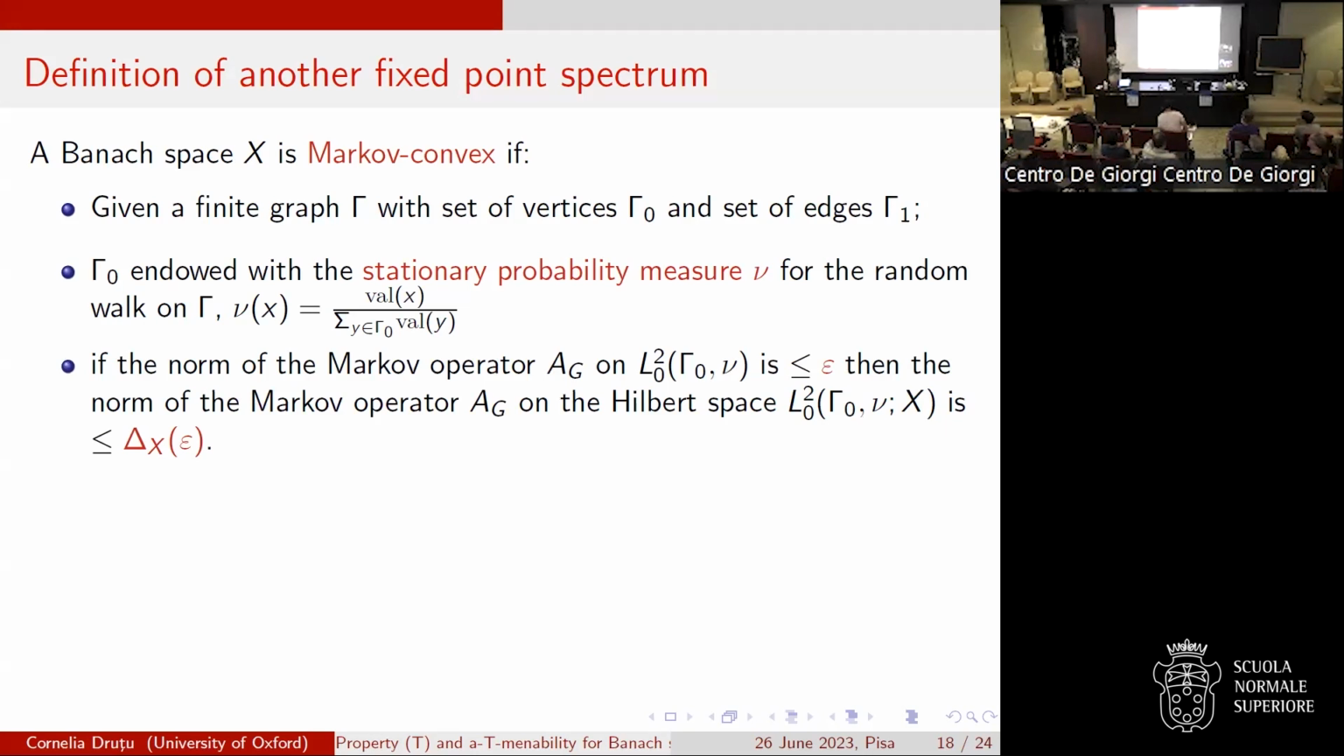if the norm of the Markov operator on this graph is at most epsilon, so this should be gamma actually, then the norm of the Markov operator on this Hilbert space is also controlled. So let me explain a little bit what this means. The Markov operator is the usual Markov operator. The Laplacian on the graph is the identity minus the Markov operator. So if you have a spectral gap for the graph, that means that the classical Markov operator is contracting, and this is the thing that measures its contraction.